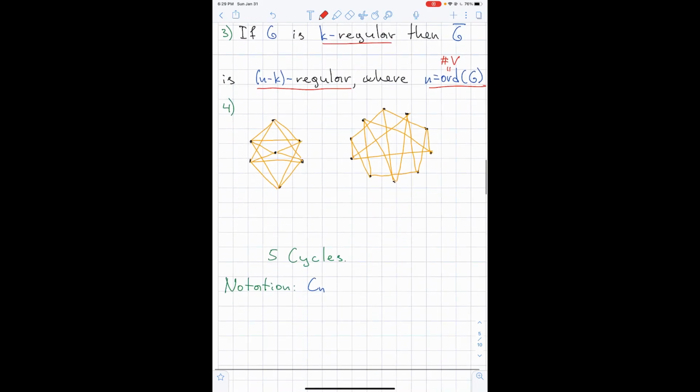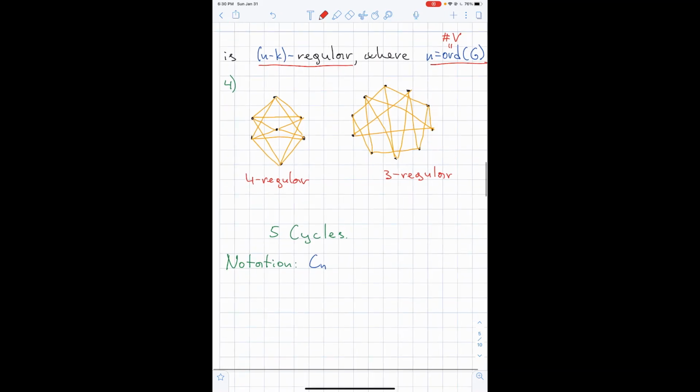And here are some concrete examples. This graph is what? It's 4-regular on the left, and the graph on the right is what? It's 3-regular. You can check that all the vertices have the same degree in each of the pictures.